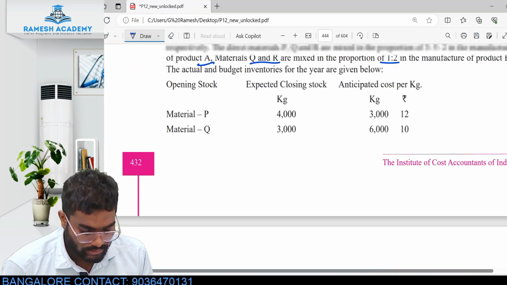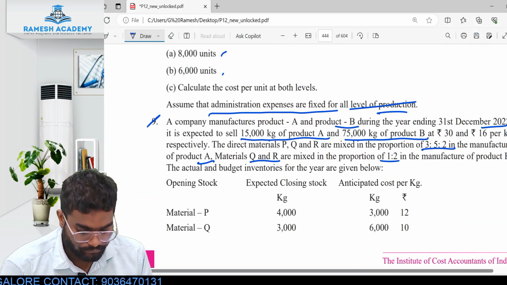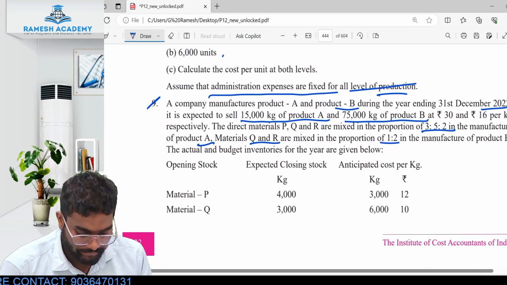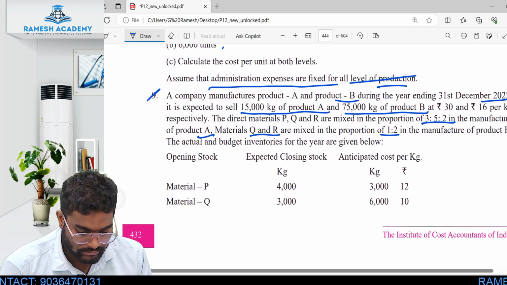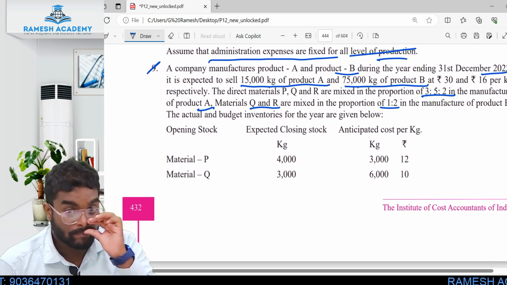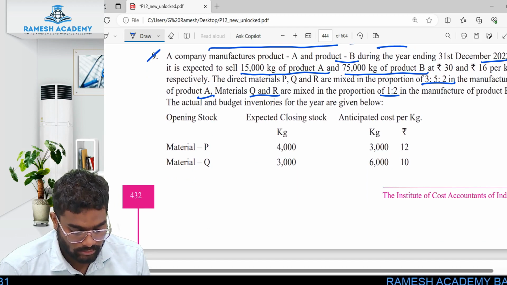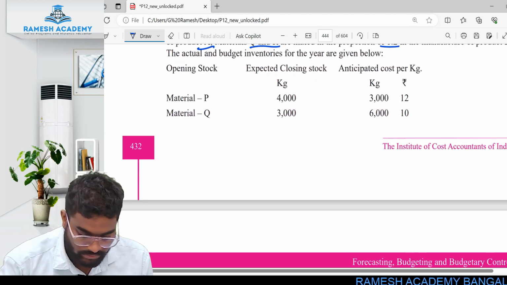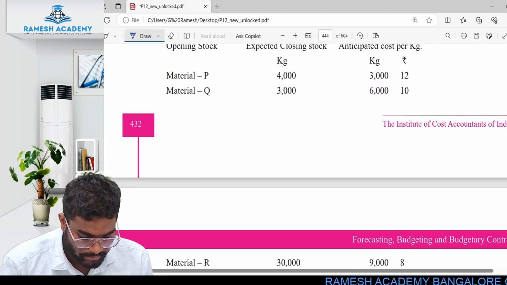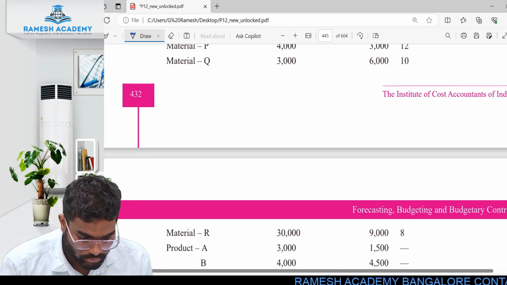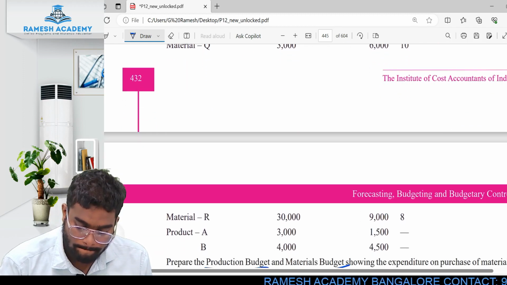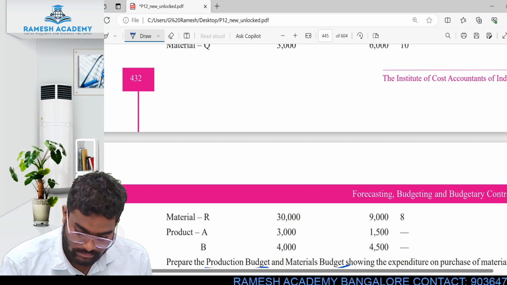We'll check once again. 15,000 is the sales; just multiply with the cost and you'll get the cost also. Then A sales is 15,000, and the expected closing stock is 1,500, minus the opening stock.